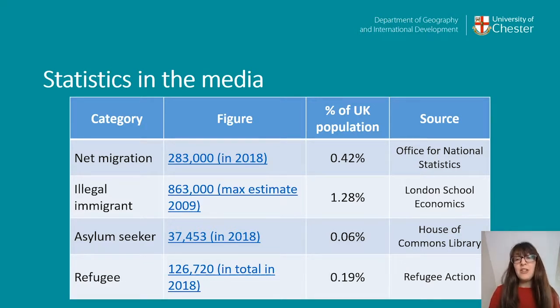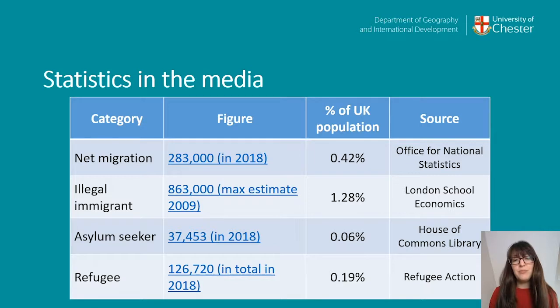Illegal immigration, by its very nature, is difficult to know exactly how many people are in the country if they've come in illegally because they've not been recorded. But there's an estimate of 863,000. This was based in 2009, so it's a bit dated data, but again, it's difficult to get figures on these issues. Either way, it's still an incredibly small percentage of the population in terms of 1.28% of the current UK population.